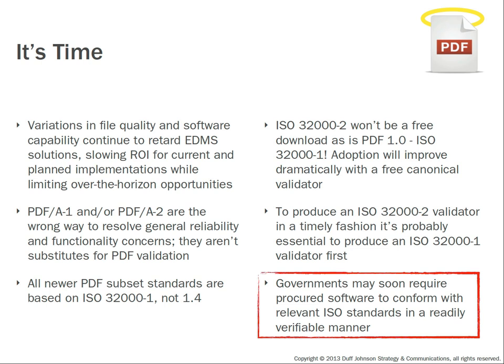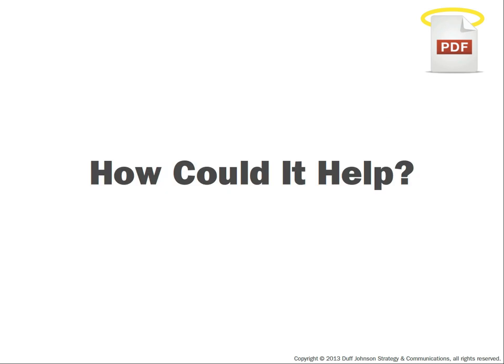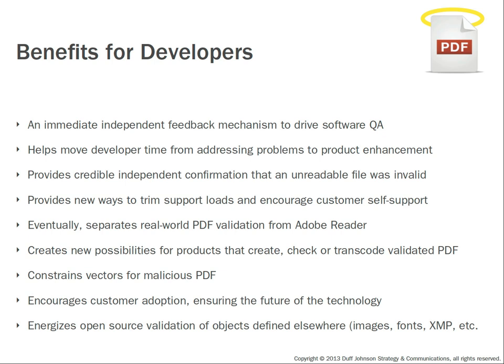And lastly, why else might it be time? Governments, as you may have noticed, are on a kick to adopt ISO standards for many technologies that they procure. They've certainly shown their cards in this regard with respect to the accessibility world, something I'm more familiar with. But I think increasingly you're going to find governments insisting upon ISO standardized technologies for the kinds of things that they consider to be core business interests. So how could a validator help? There are many different potential benefits in PDF validation.